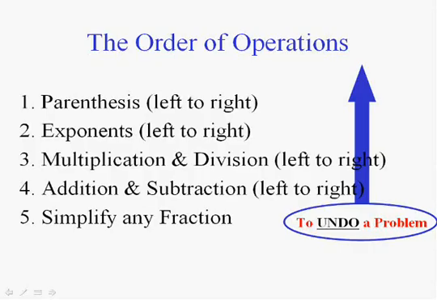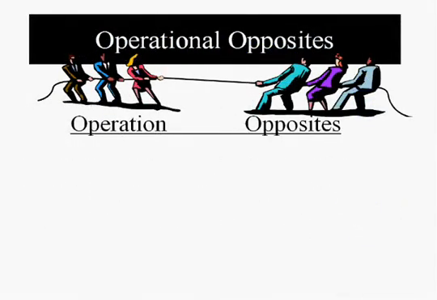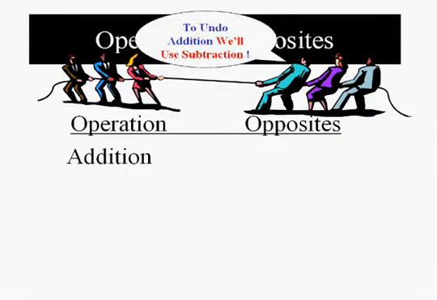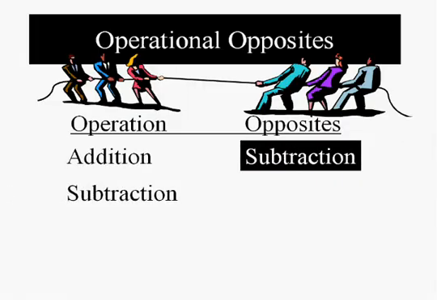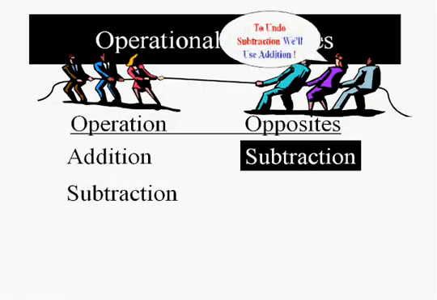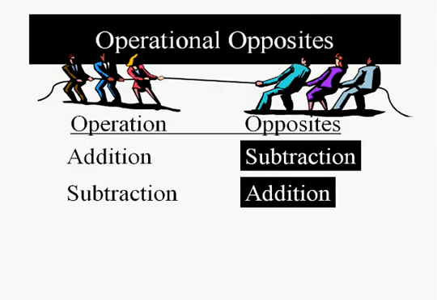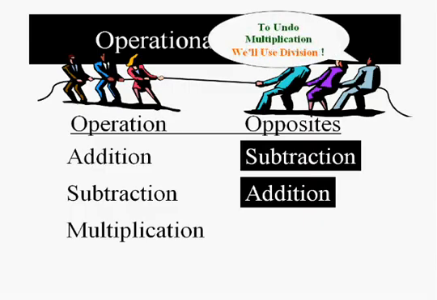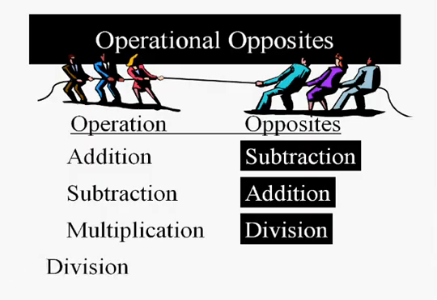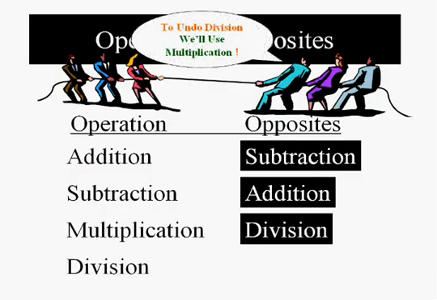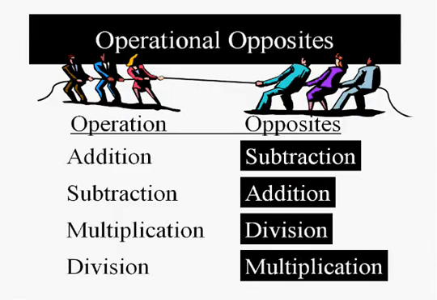Recall that we are trying to get the variable alone, so we're undoing various operations. Remember how to undo operations? The opposite of addition is subtraction. The opposite of subtraction, quite obviously, is addition. What about the others? The opposite of multiplication, even negative multiplication, is division. And the opposite of division, we'll see later, is multiplication. Okay, let's take a look at this.